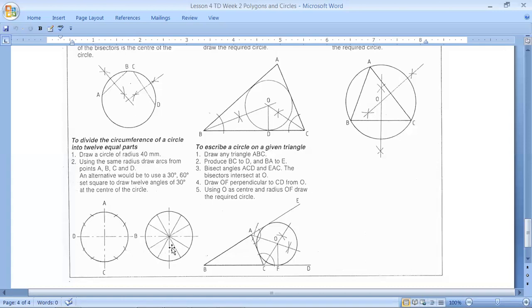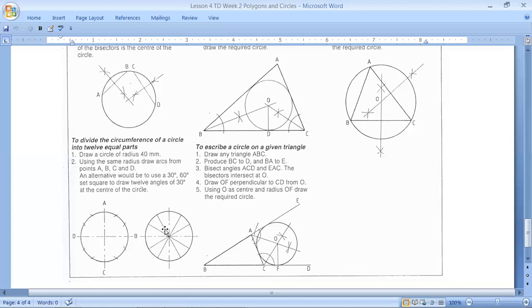The last one here is using the set square combined with the T-square and make the set square the 30-degree to pass through to the center. We draw this line. Make a 60-degree to pass through to the center. We draw this one. Switch it around, 30-degree through the center, get one, 60 to the center, get the other one.